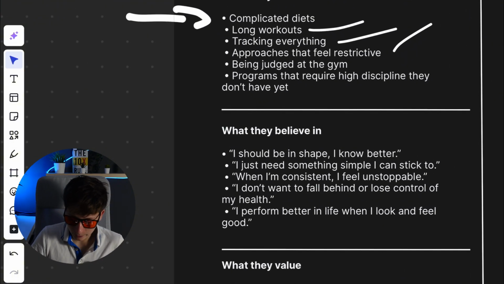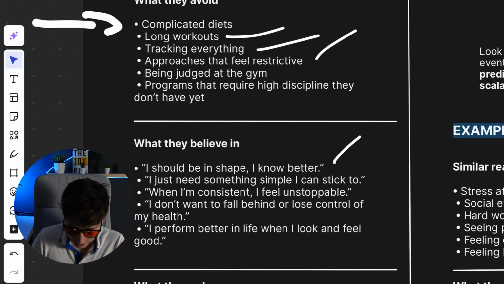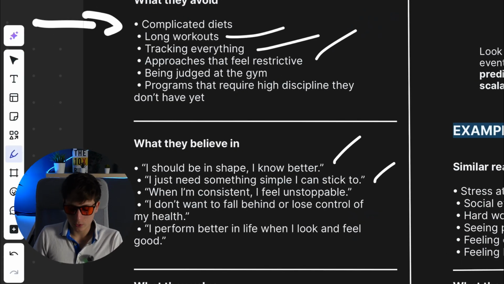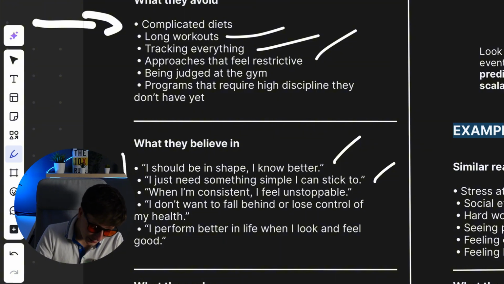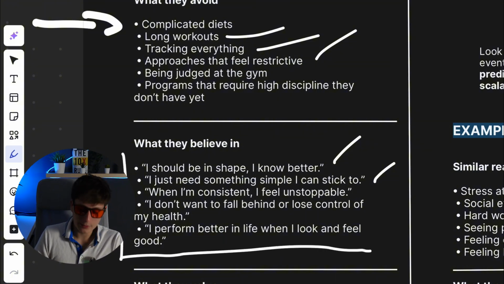So I should be in shape, I know better. So for example, a belief that a lot of people have is that I need to be in shape and that will actually get me a girlfriend, for example. That's a belief that a lot of people have, and you need to use that inside your messaging and positioning. So I need something simple I can stick to. So that's another belief, and you need to make a list of every single belief that your ICP has.